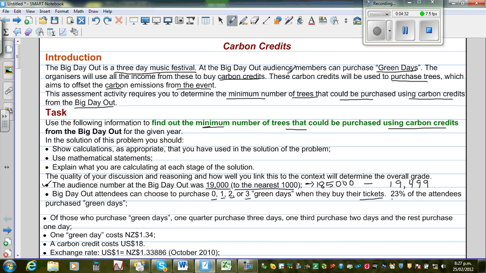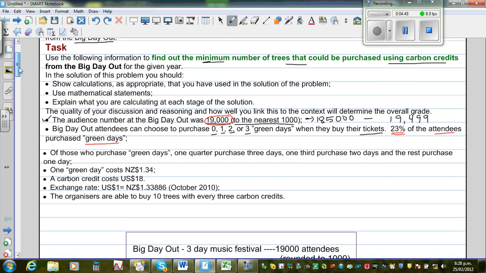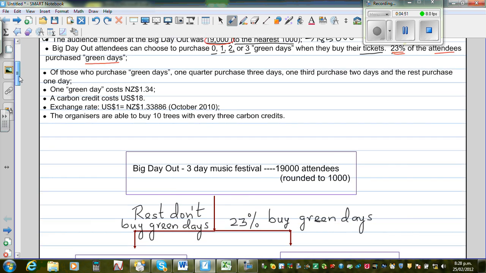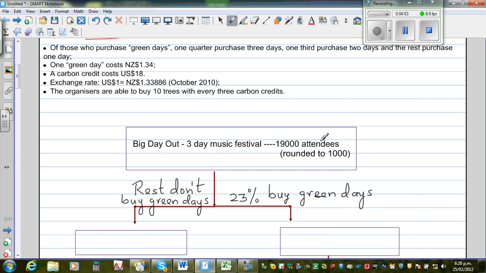This is where it gets crucial, so let me change color. 23% of the attendees purchase green days. That means 23% of 19,000. I'll talk about rounding later on. Okay, I've drawn a diagram. This is the Big Day Out music festival, 19,000 attendees rounded to the nearest 1,000. So 23% buy green days, out of 19,000.